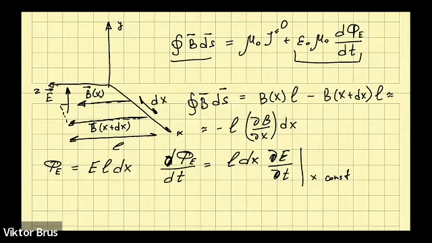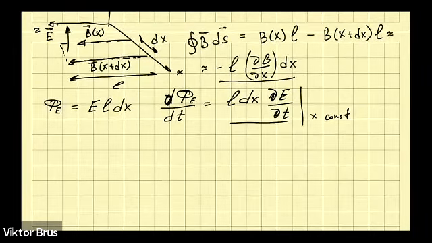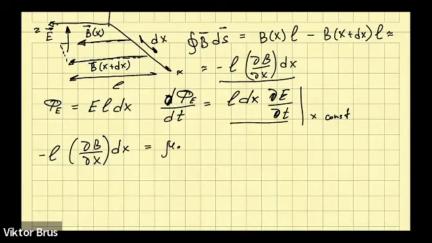Now we can put these sides, left and right, together. So this is our left side, this is our right side. We have minus L times delta B over delta x times dx equal to mu naught times epsilon naught L dx times the partial derivative of the electric field over time. Okay.